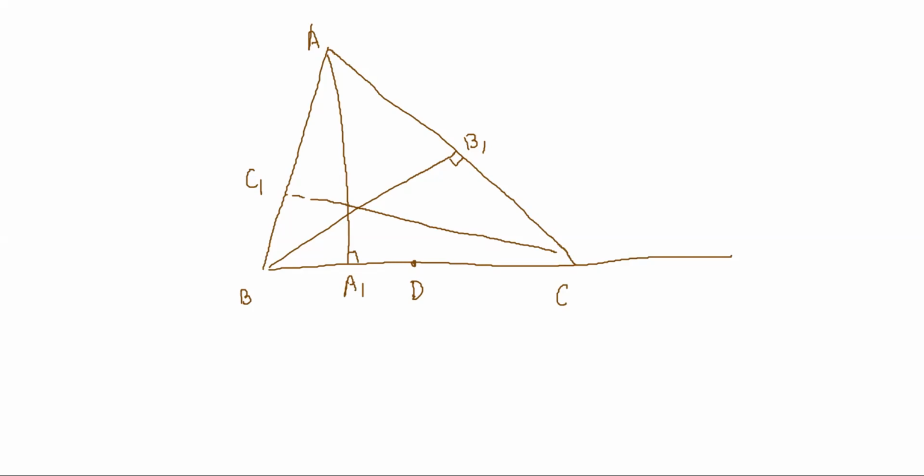Do you have A2? A2 you want to make. A2 was the point of intersection of B1C1 and BC, right? So let's make our B1C1 and BC. It will cut here somewhere. This is my A2. So we have A2, we have B1, and C1. We need A3.